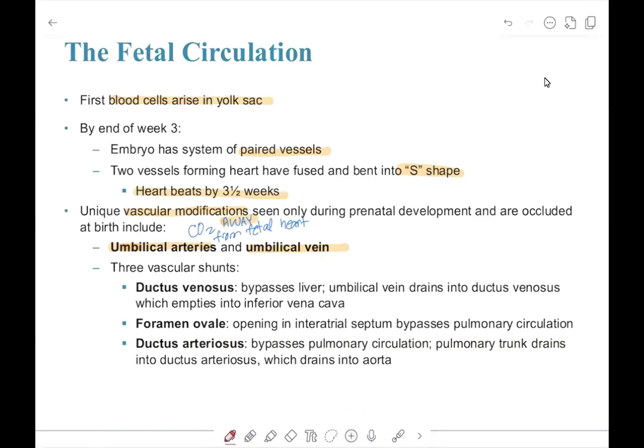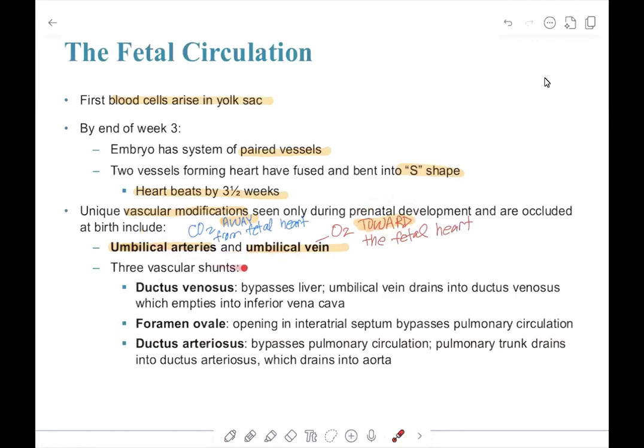Therefore, the umbilical vein is going to do the opposite. It's going to be going towards the fetal heart. So it takes oxygen to or toward the fetal heart. So those are going to be a little opposite of most blood vessels throughout the body, but these concepts still hold true. So arteries always go away, veins always go toward.